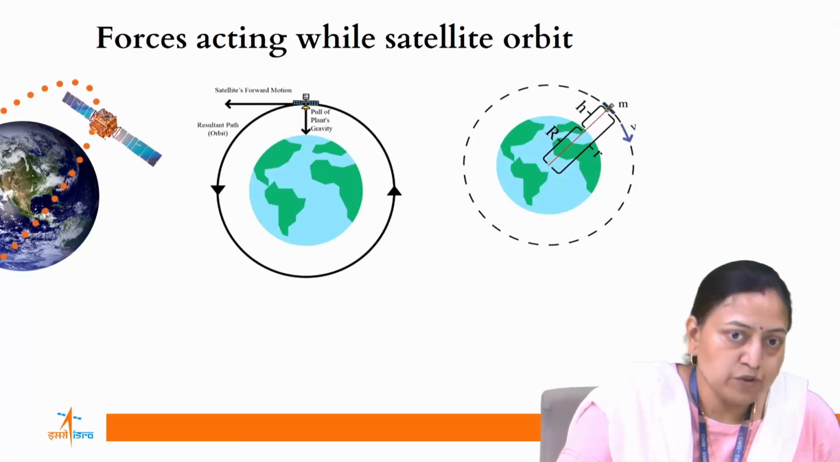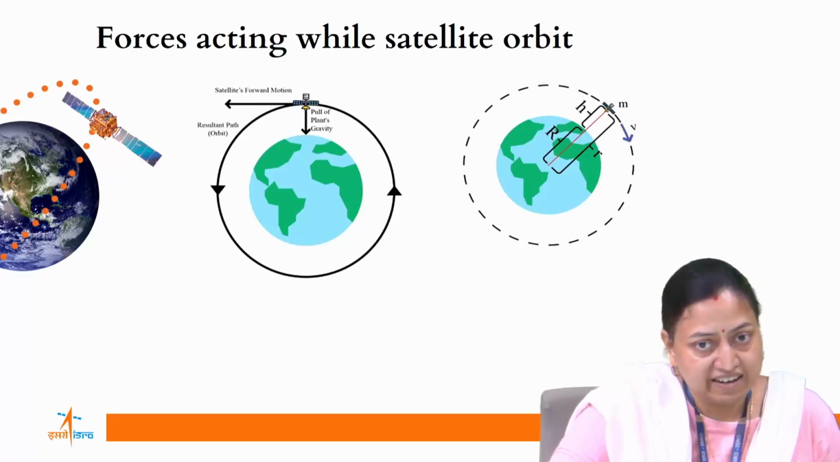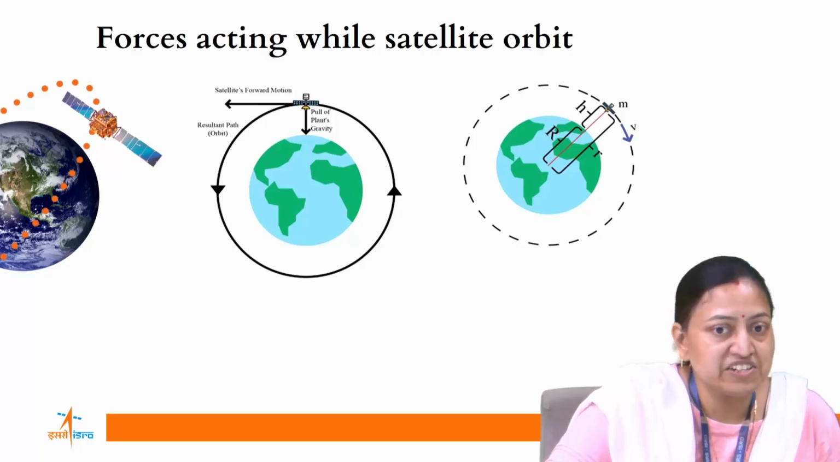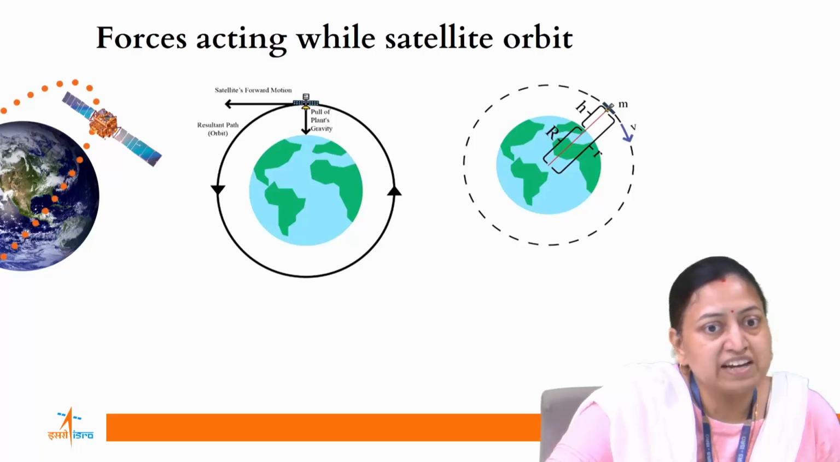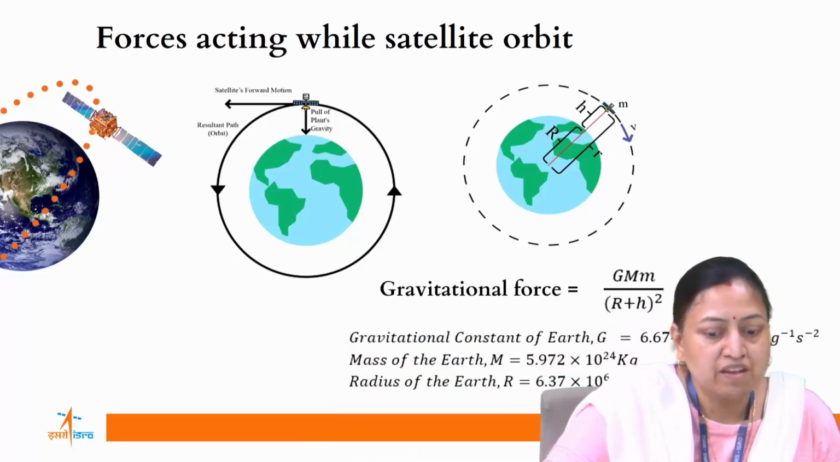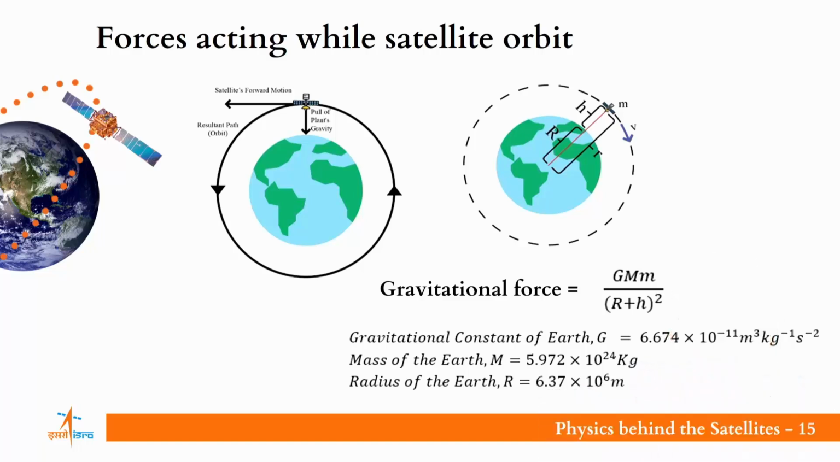Consider capital M to be the mass of the Earth, small m to be the mass of the satellite, capital R to be the radius of the Earth, small h to be the height of the satellite from the surface of the Earth, v0 to be the velocity required for a particular orbit for the stability of the satellite, small g to be the acceleration due to gravity, and capital G to be Newton's gravitational constant. Then gravitational force will be equal to GMm / (R + h)². Please note down the values of G, M and R.